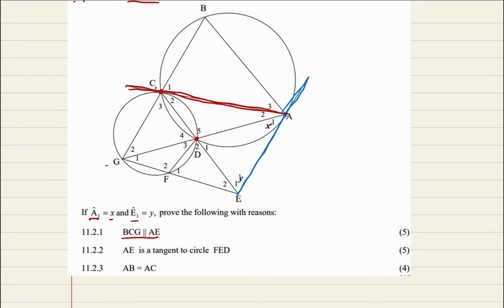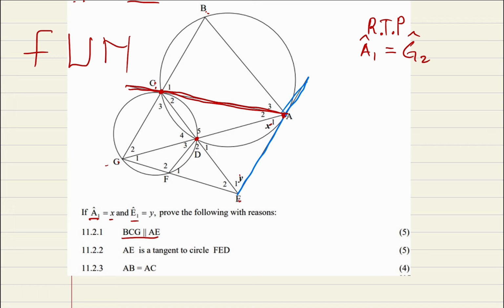We have to prove that BCG is parallel to AE. Number one, I'm required to prove that. Which two angles can be F, U, or N? If I check here, I do have an N. So I'll be required to prove that A1 is equal to G2.